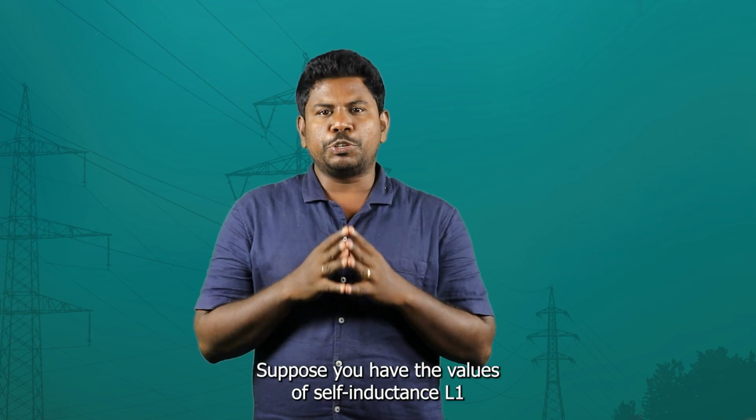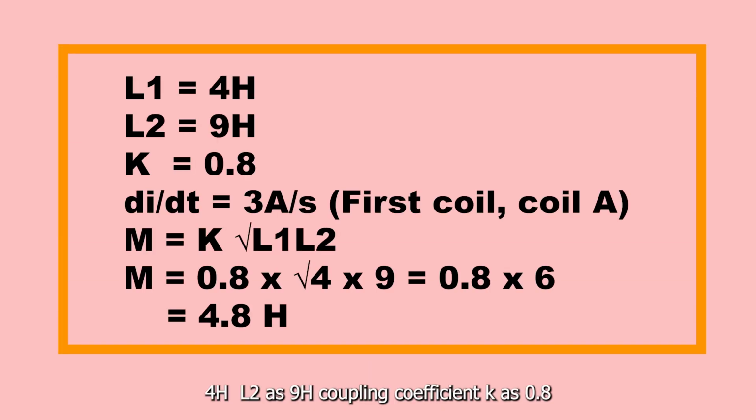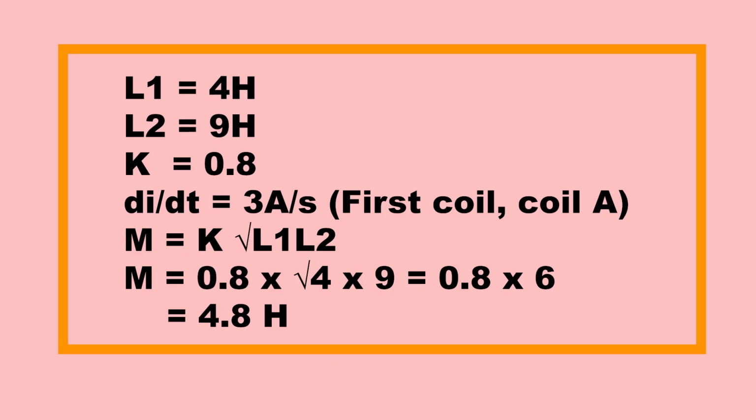Suppose you have the values of self-inductance L1 as 4 Henry, L2 as 9 Henry, coupling coefficient K as 0.8, and rate of change of current in the first coil as 3 amps per second. To find the mutual inductance M, just substitute these values in the formula M is equal to K into root of L1 L2. We get the mutual inductance M as 4.8 Henry.